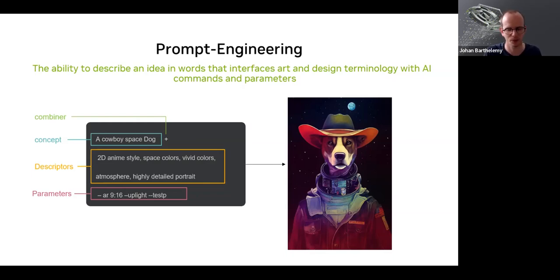So the first thing to see is you've got the concept, a cowboy space dog, that's in blue. Then you want to combine that concept with a descriptor. So that's what you have in the orange box there. That's where you've got the style you want to achieve. And then you've got some parameters for the model here that was for Midjourney. And using that, you get the nice dog on the left side here. So that's really an example of Midjourney. So if you use that particular prompt in Midjourney, because there is some randomness happening, you would get something similar, but not the same.